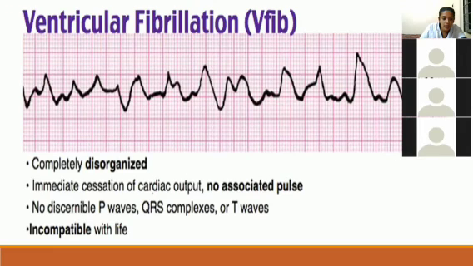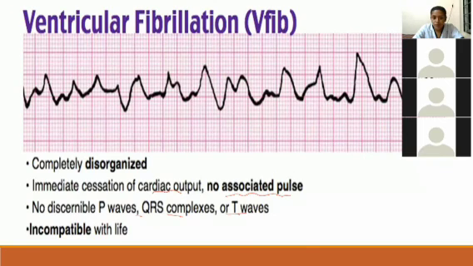Immediate cessation of the cardiac output. No associated pulse. The patient will be pulseless. No discernible P waves, QRS complex, or T waves, incompatible with life. It is a life-threatening arrhythmia. Okay, so this is about the ventricular arrhythmias.